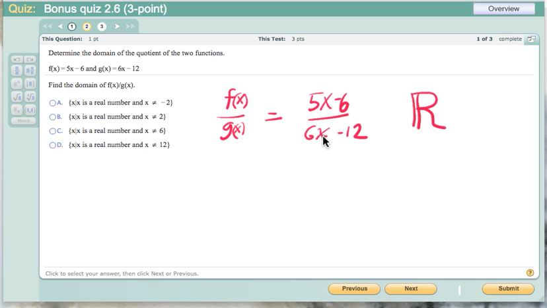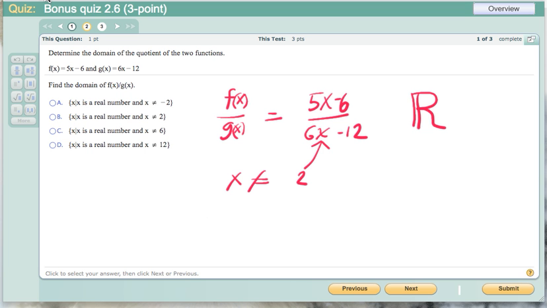Do we have to worry about any cases? And it's true, we do have to worry about the case where the denominator goes to 0. We don't care if the numerator goes to 0, it's the denominator that matters. And I think you could see that when x is equal to 2, we're going to get 0 down there. 6 times 2 is 12, and 12 minus 12 is 0. So it's all real numbers, except x can't be 2. And that would be this one right here.